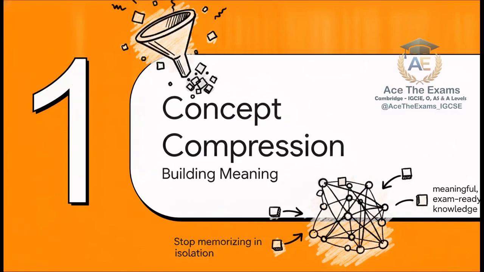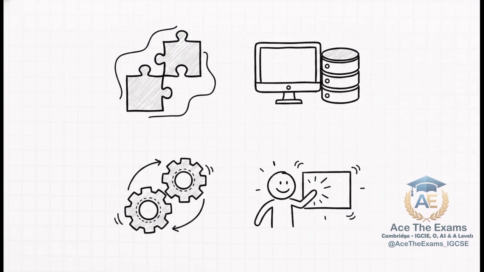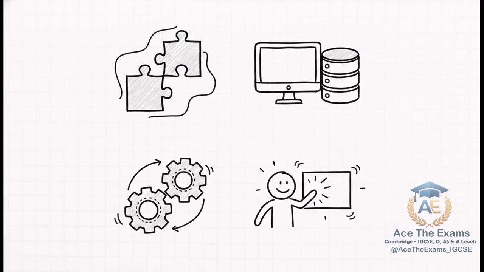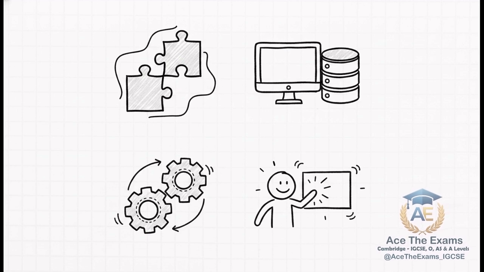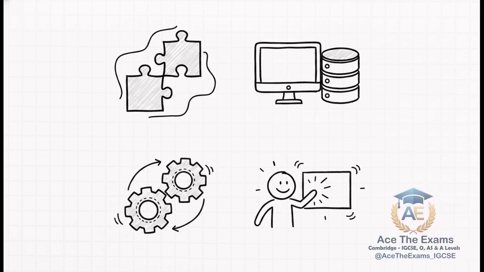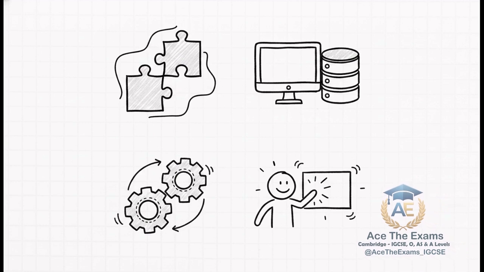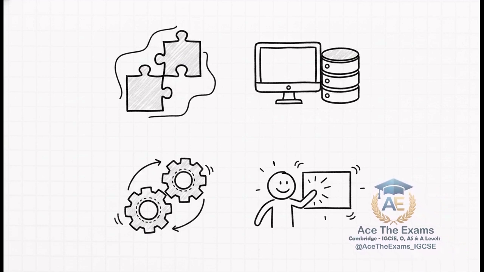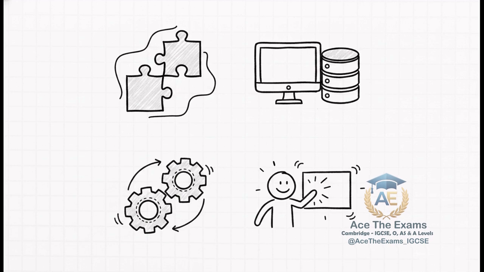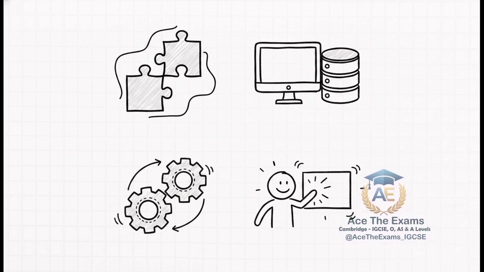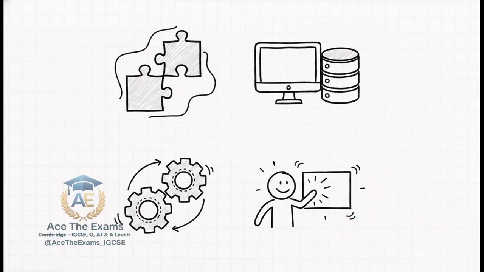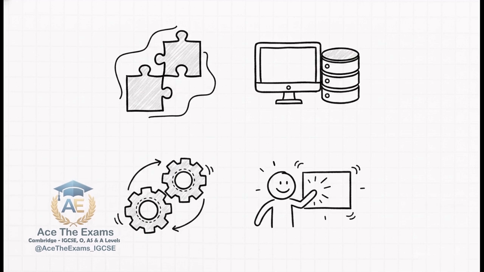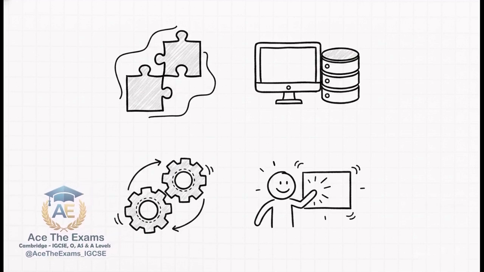The concept compression framework. Okay, to cure that vague wording and actually connect theory to real digital problems, we use this specific framework. This is how you stop memorizing in isolation. There are 4 questions you absolutely must ask yourself for every single piece of terminology. 1. What digital problem does it solve? 2. What data or hardware device is involved? 3. What exact process is taking place? And 4. What is the practical consequence for the user or the system? Once you answer these, your terminology becomes a powerful tool, not just a list of words.